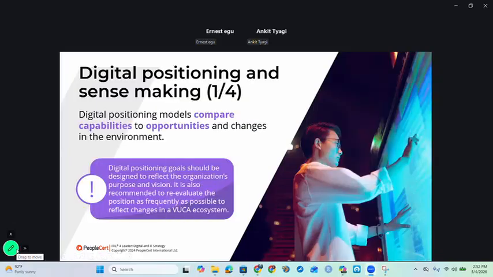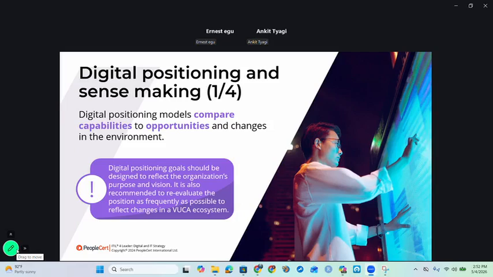Then there is digital positioning and sense making. They said digital positioning models compare capabilities to opportunities and changes in the environment. Well, of course, what capabilities do we have? What are the opportunities that we are focusing on and looking at? And what are the changes in the environment that are coming up?